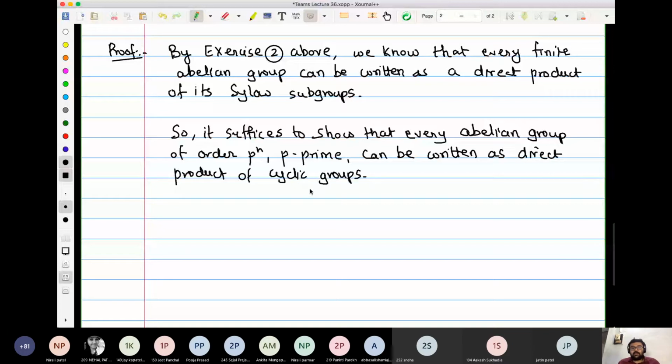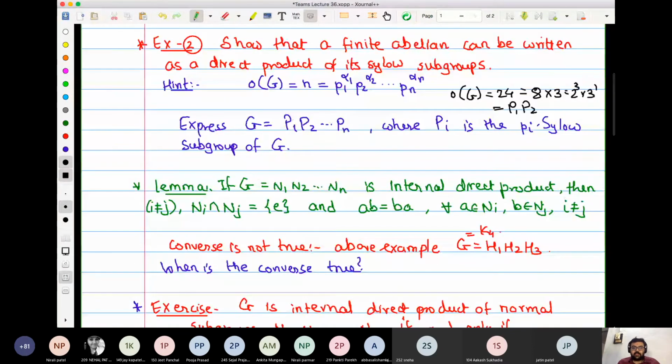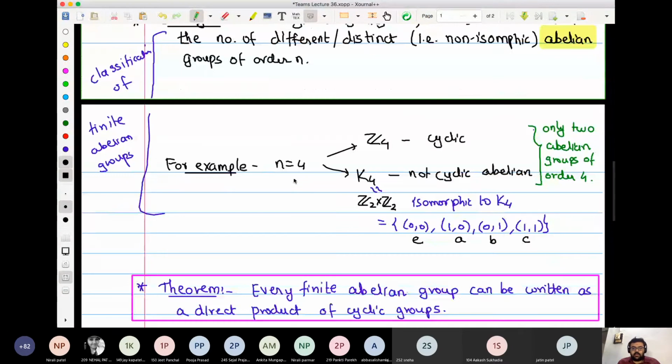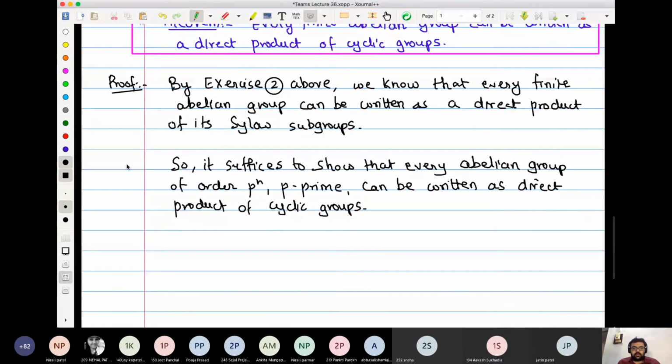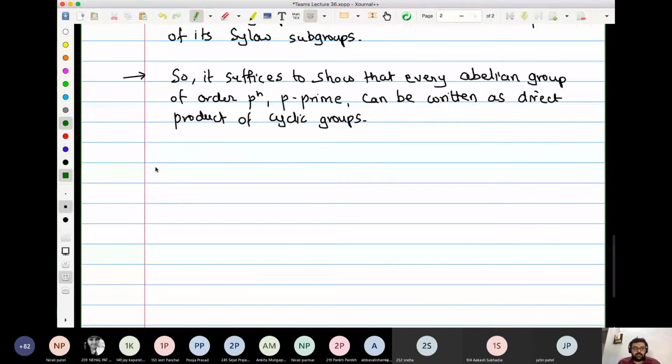All right, so it is sufficient to show this for order p power n, because we write G as a direct product of Sylow subgroups, but this has order p1 power alpha 1, so it is a prime power, and this can be written as a direct product of cyclic groups. Similarly, p2 is a prime power, so it can be written as a direct product. So combining these, G can be written as a direct product of cyclic groups. So it is sufficient to show that any group of order p power n can be written as a direct product of cyclic groups. So this theorem can be broken down to this.